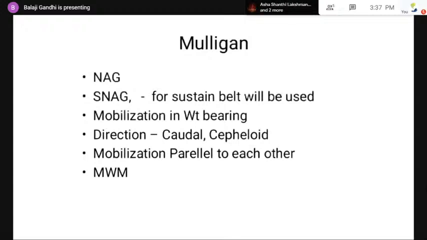SNAG is called sustained natural apophyseal gliding. What do you mean by sustained? The mobilization will be given, and the force should be maintained. As long as the force is maintained, the joint articular surfaces move on each other, and once the force has been applied and sustained for a little time, the articular surface also moves, and the mobilization is maintained. That's what sustained means. For that, Mulligan told to use a belt. There is a separate Mulligan belt available. Otherwise, he told it in a program, I think.